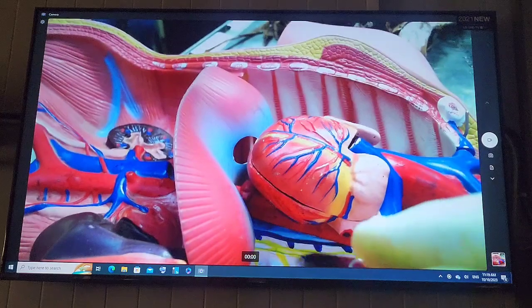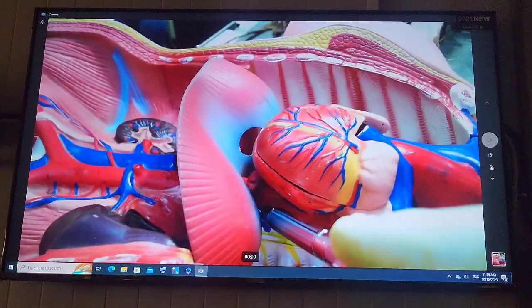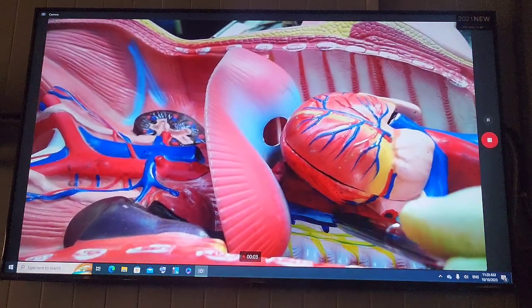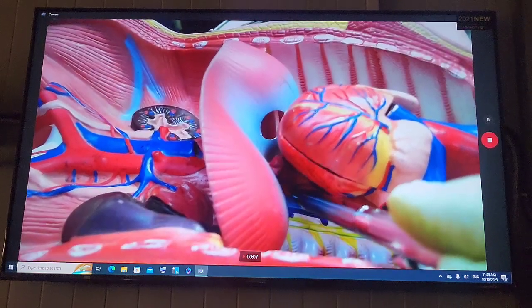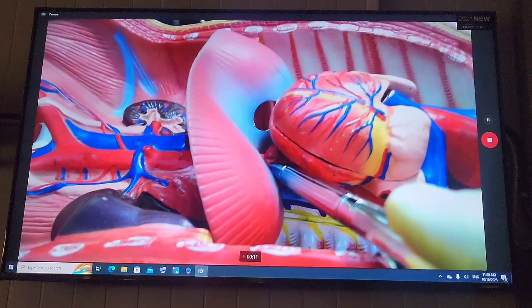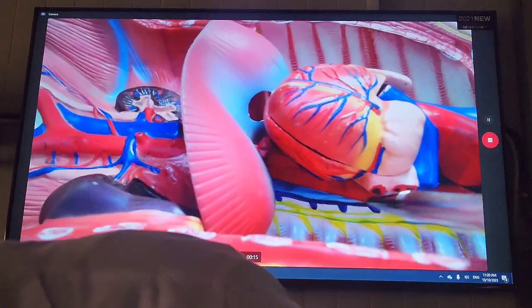So as you can see, this is the descending thoracic aorta and its lower part. It is on the left side of the esophagus, which is not seen here, but you can see below that the esophagus turned to the left to become anterior to the descending thoracic aorta.